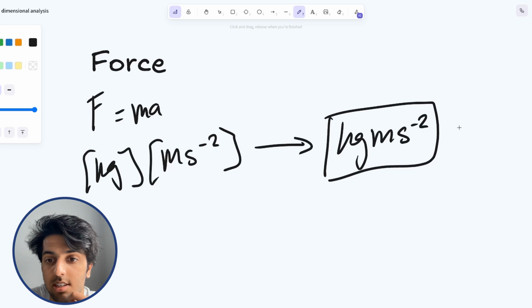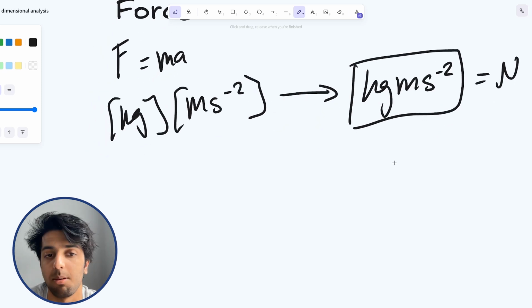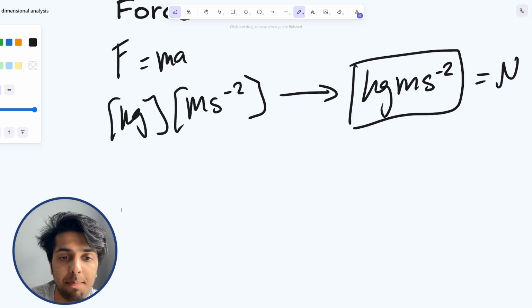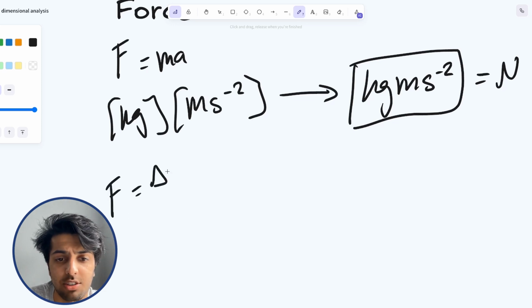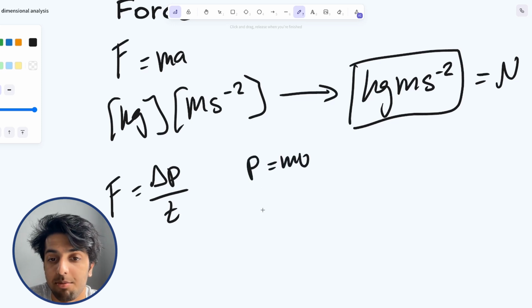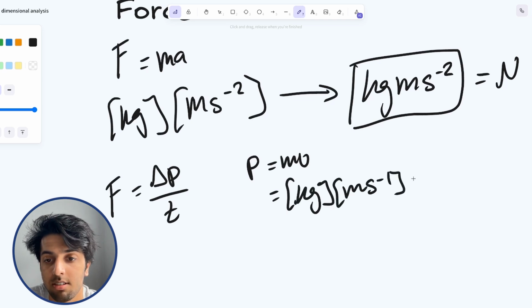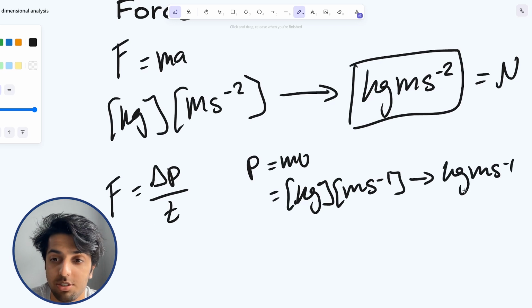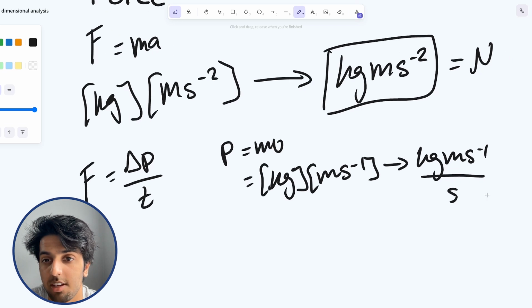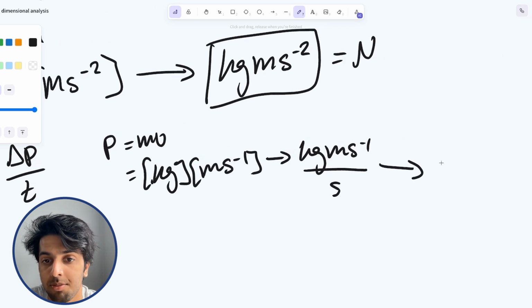So this is equal to a Newton. Dimensionally, this is what a Newton equals. And we can get other equations for a force. We can get force also equal to the change in momentum over time, right? And momentum, we know is mv, so that means dimensionally that's kg meters per second, right? So that's kg m s^-1. And then over time, that's seconds, right? And so we bring the seconds up, we can say that that's equal to kg m s^-2.